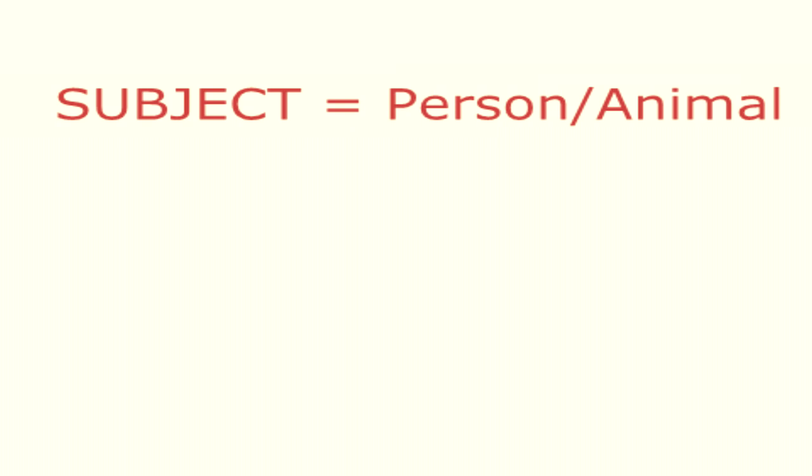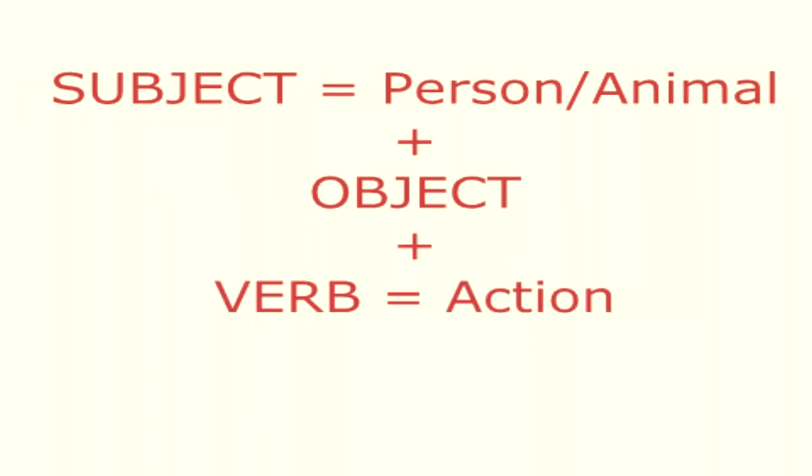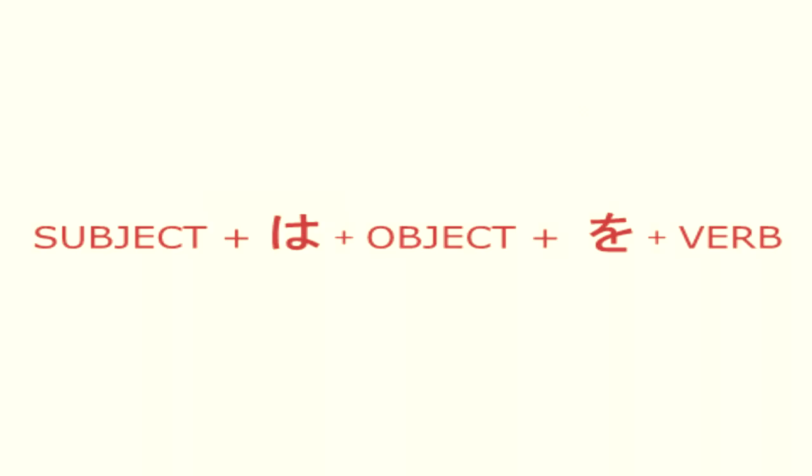It can be a person, it can be an animal who is going to take an object and who is going to perform an action on that object. So the most common structure is subject, wa particle, object, o particle, and then verb.